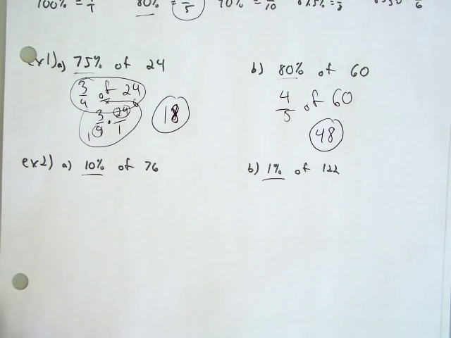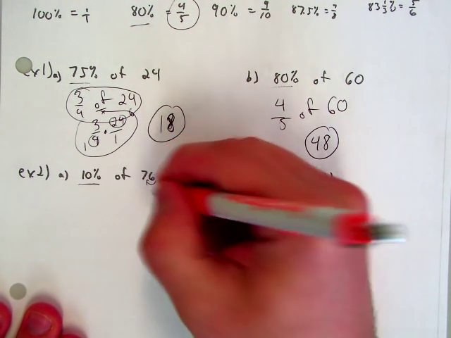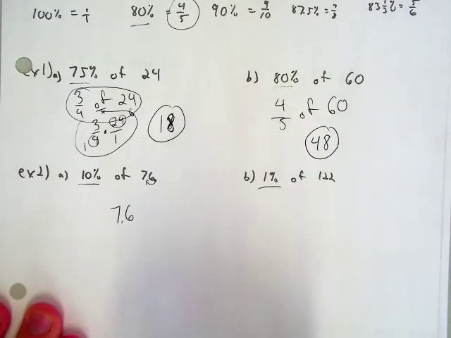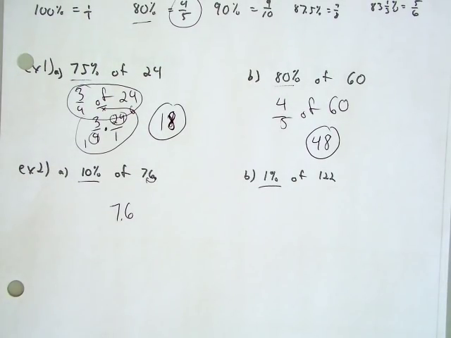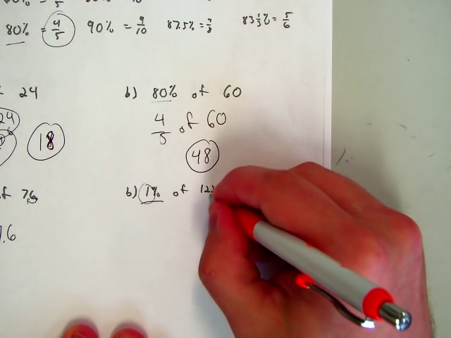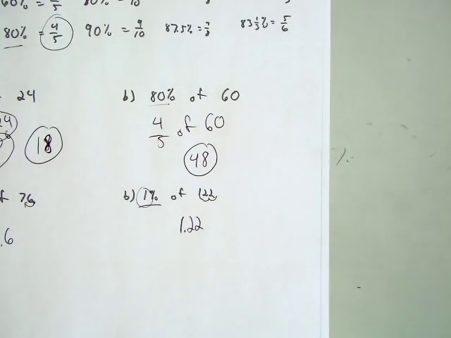Example 2. This is 10% of 76. Now there's a very special trick when finding 10% as well as 1% in letter B. Finding 10% of a number simply means moving the decimal point one place to the left. So really, I'm going to move the decimal point from behind the 6 to in front of the 6. So 10% of 76 is 7.6. And letter B, 1% of 122. 1% means I move the decimal point 2 places. So instead of 122, I have 1.22. So this is how you would do things mentally in your head.